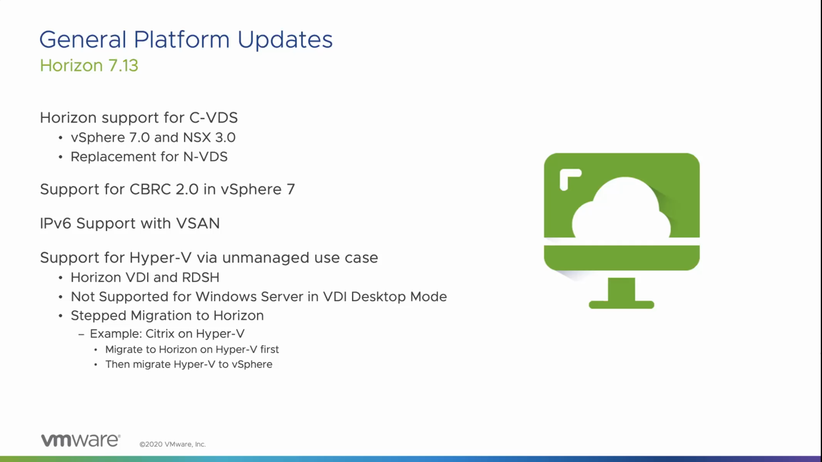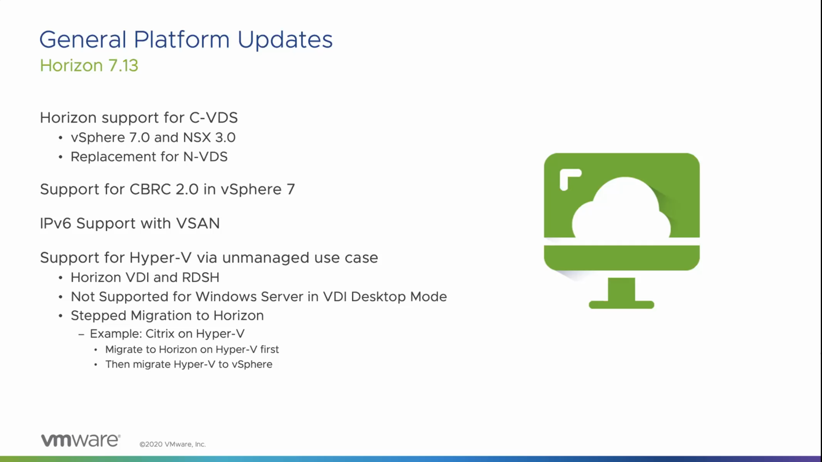Okay, so let's look at Horizon 7.13. So some general platform updates. Horizon now supports CVDS. It's really a vSphere 7 replacement for NVDS with NSX 3.0. As I mentioned, support for CBRC 2.0, IPv6 support with vSAN, and kind of an interesting case is support for Hyper-V via the unmanaged use case, both in Horizon VDI and RDSH.